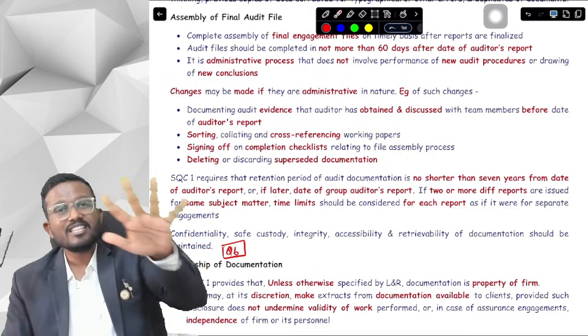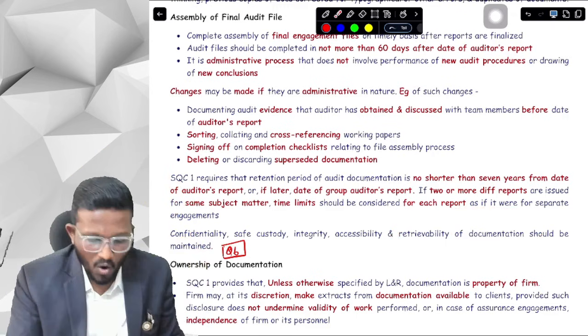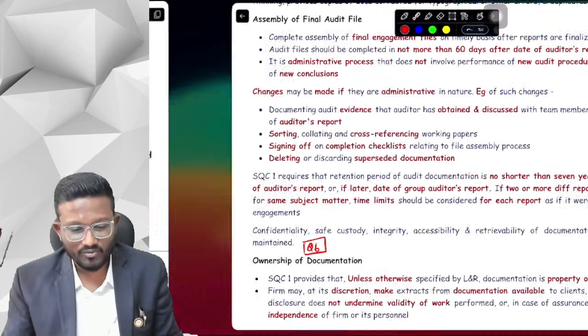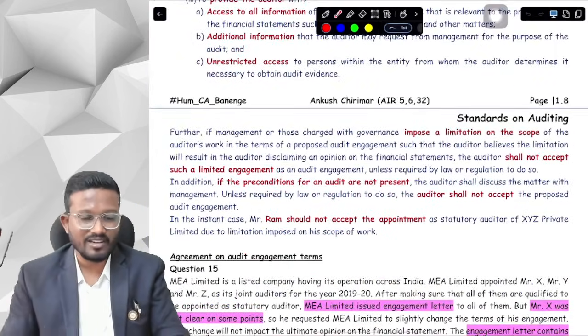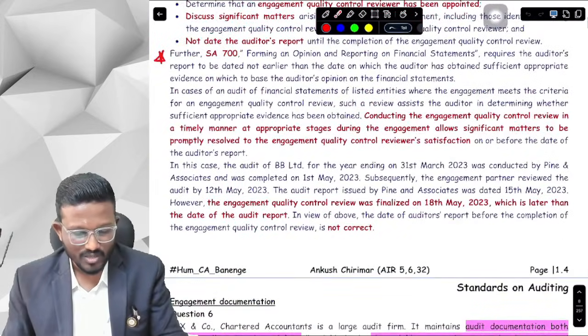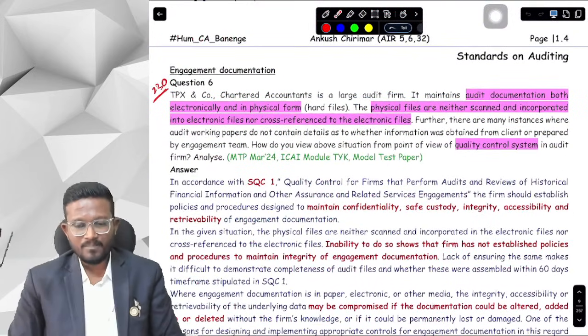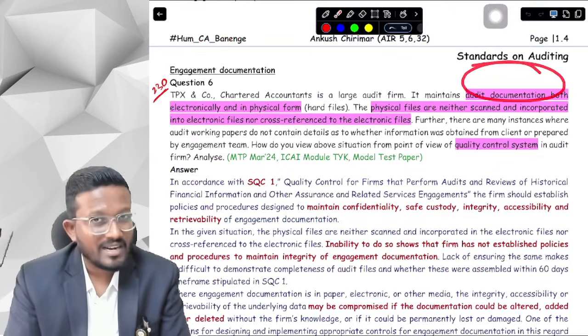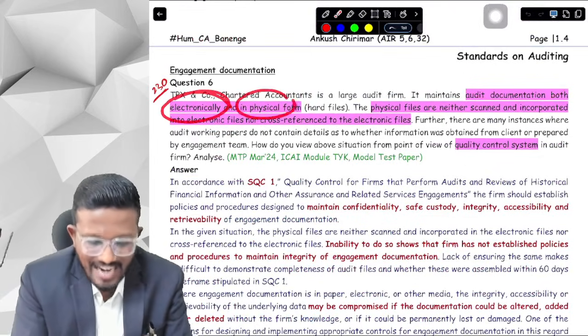Okay, yes sir, these 5 things we need to maintain. And on this there is a question number 6, which I told you that we will do with essay 230, and now we are doing this question number 6. What does question number 6 say, sir? That the audit documentation, we maintain audit documentation both electronically and in physical form as well.